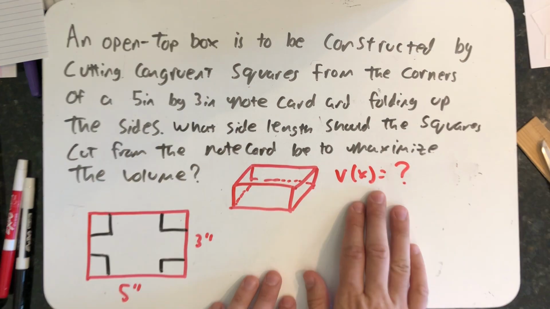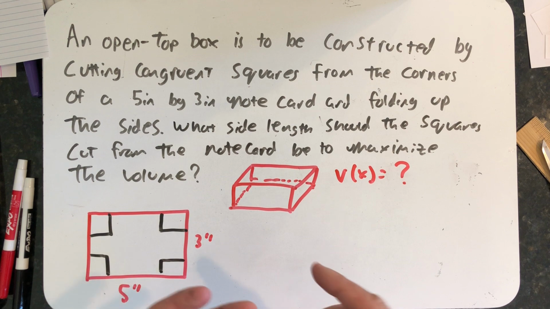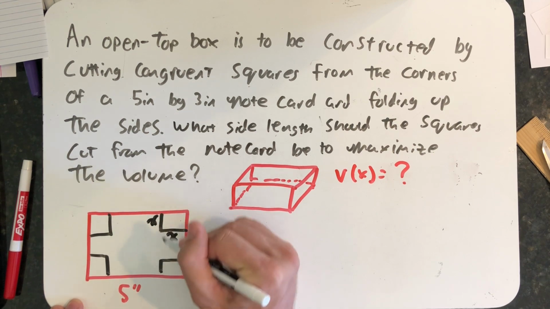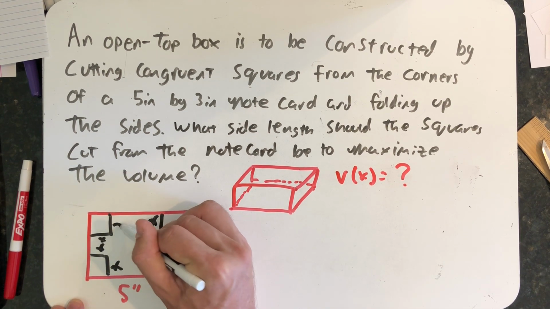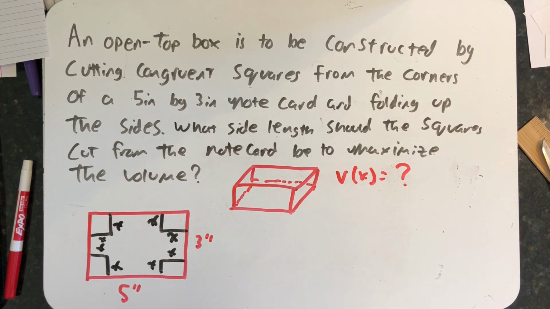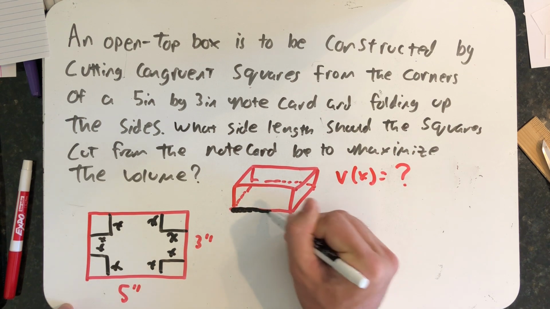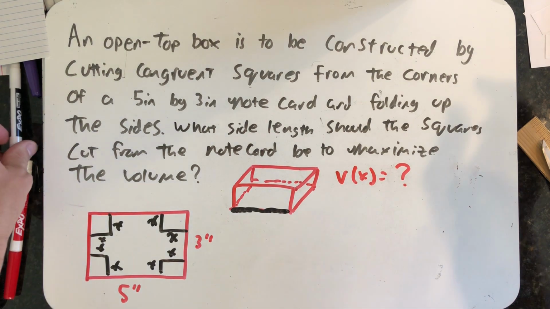So what should the variable x be? Well, the thing I'm controlling, the thing I'm wondering about are the side lengths of the squares. So let's call that x. And so x is the size of square, the length of square I'm cutting off the corner. And what I want to do now is use that to label the sides over here. Because if I can tell you the length, the width, and the height of the box, then we can write down a formula for volume.